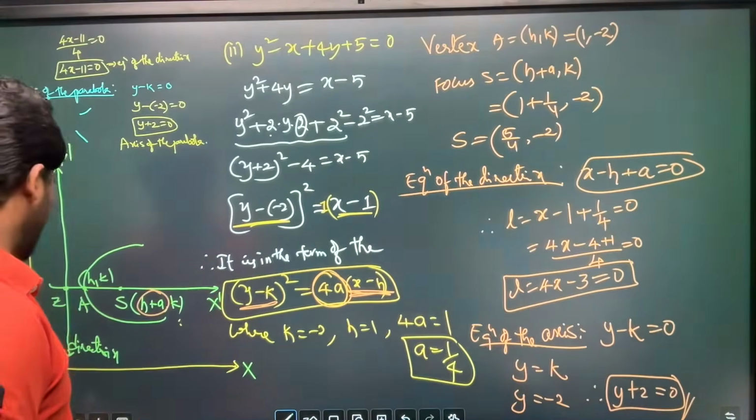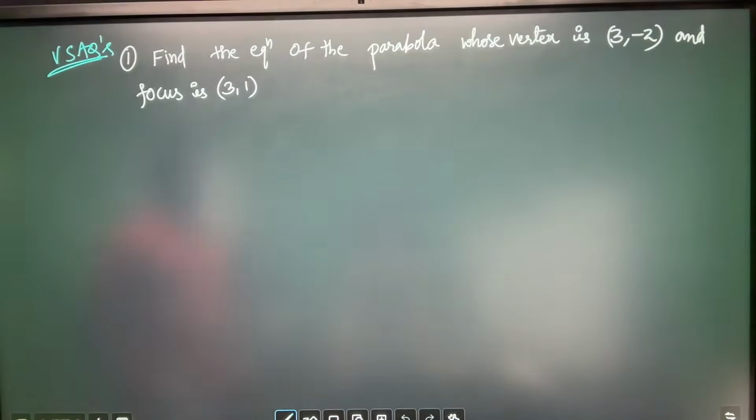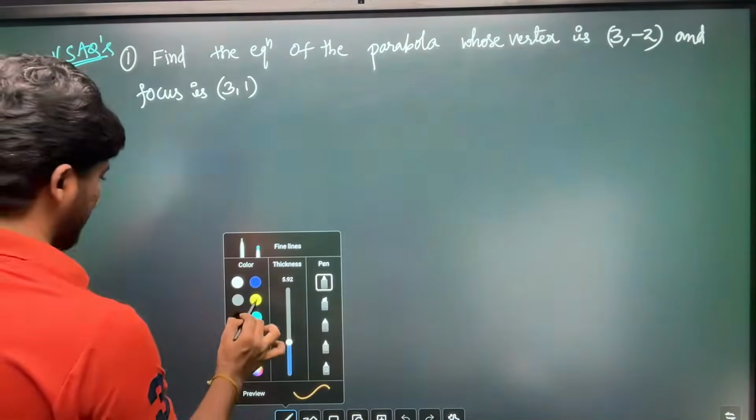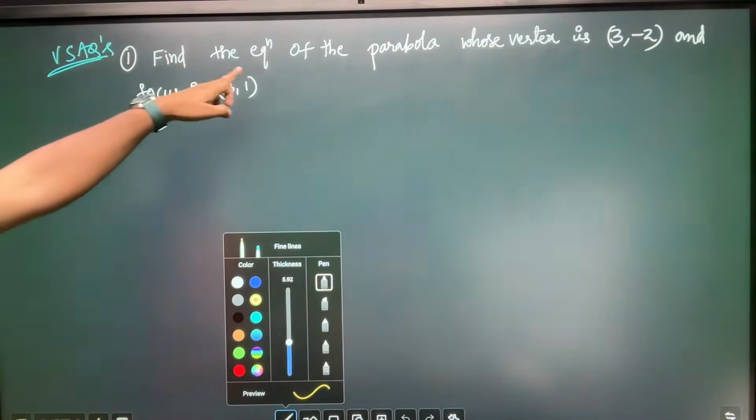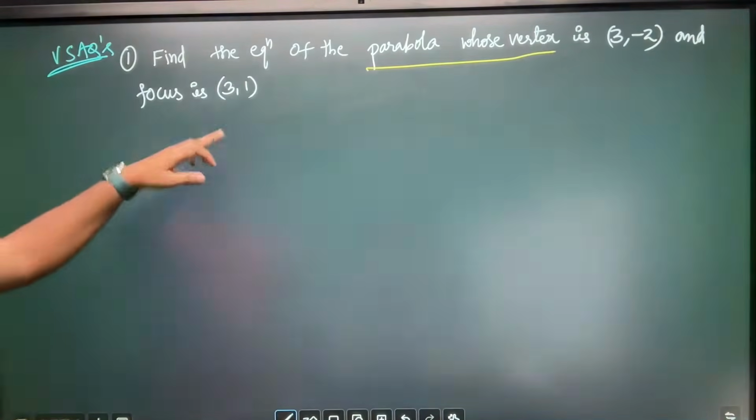Yeah, thank you. So with this problem, the LAQ questions are completed. Now it's time for VSAQs, very important VSAQs. Find the equation of the parabola whose vertex is (3, -2) and focus is (3, 1).